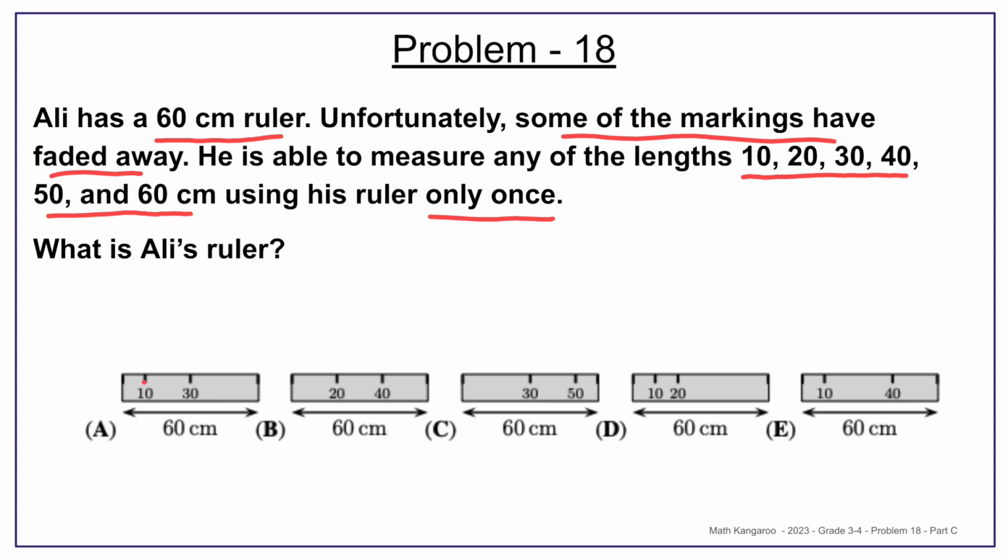Can we measure 10? Yes. 20? Yes, we can do. 30 minus 10 gives us 20. So this is 20. Can we measure 30? Yes. 30 we can measure. 40? No. 50? No. 60? Yes. So we cannot measure all the dimensions. So we cancel option A.